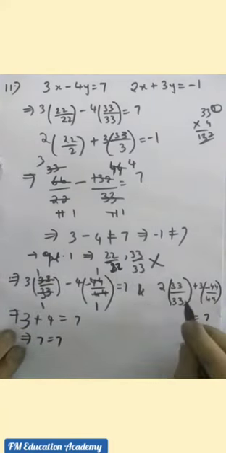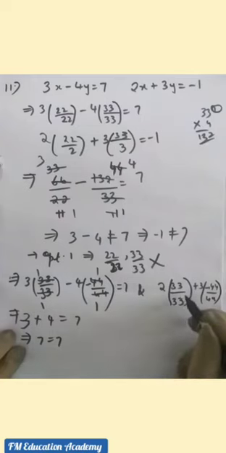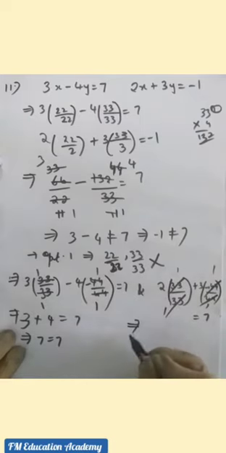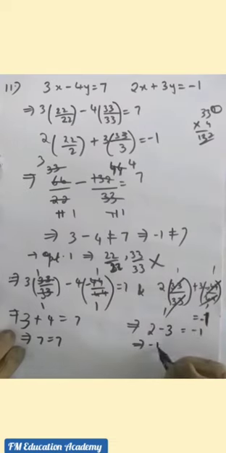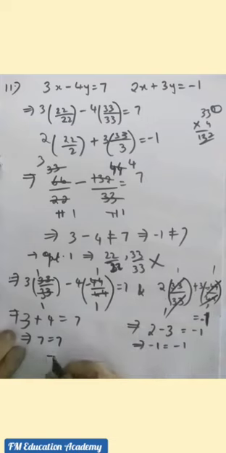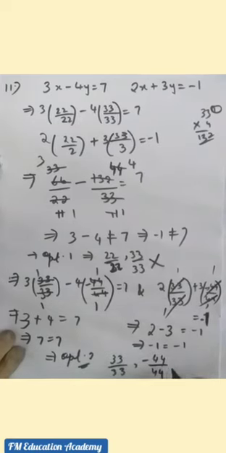Now let us see whether in the second equation also we have LHS is equals to RHS or not. 33 ones are 33, 44 ones are 44. We have 2 as it is, and here we have minus 1 on the RHS. Plus into minus, minus 3 is equals to minus 1. So 2 minus 3 is minus 1. So we got minus 1 is equals to minus 1. So in both LHS is equals to RHS. So we can say our option 2, that is the values 33 by 33 and minus 44 by 44, are correct. So what is the answer? Option 2. Moving on to 12th question.